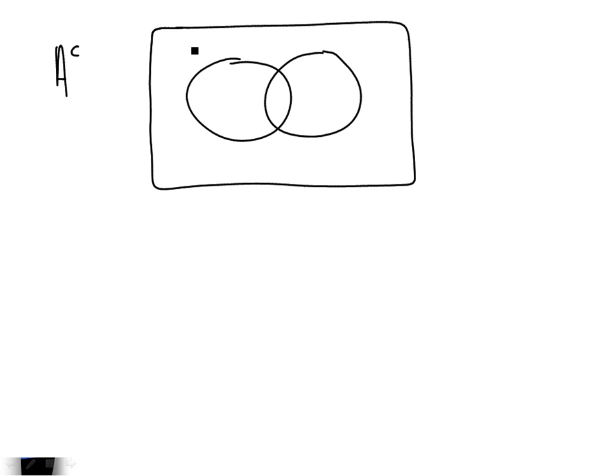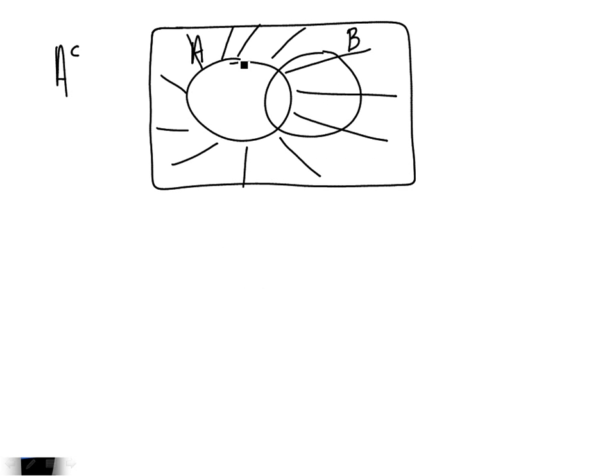Okay, next, let's talk about A complement. A complement is everything that's not A. So everything that's not A is everything outside of A. So again, if this is A right here, it's everything that's outside of this circle. Everything that's outside of this circle.